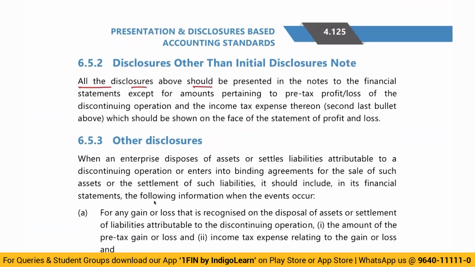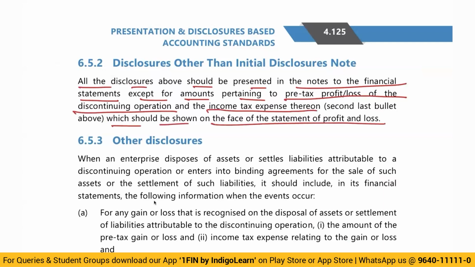All the disclosures should be presented in the notes to financial statements except for the amount pertaining to pre-tax profit or loss of the discontinuing operation and the income tax expense, which should be shown on the face of the statement of P&L. So in the P&L, you can show, okay, this is the profit or loss from discontinuing operation, this is the tax expense, and this is the profit after tax. When we did Schedule 3, there also you can see in the format which is given.